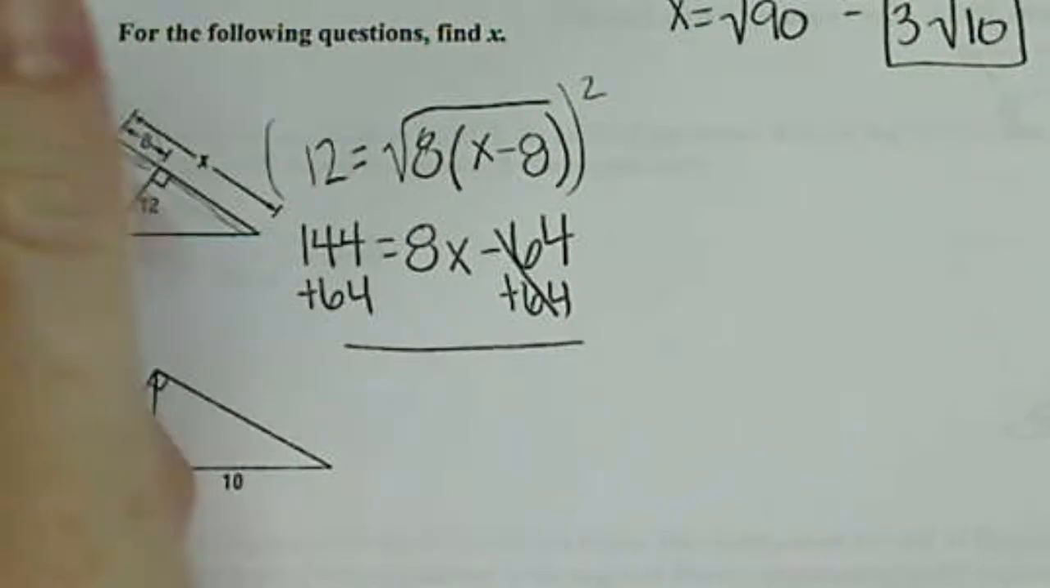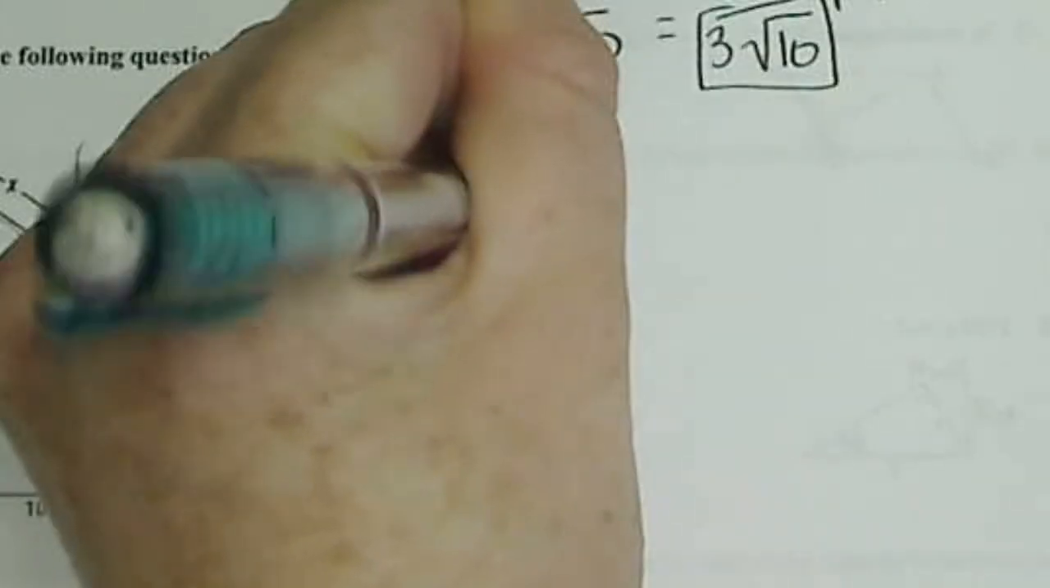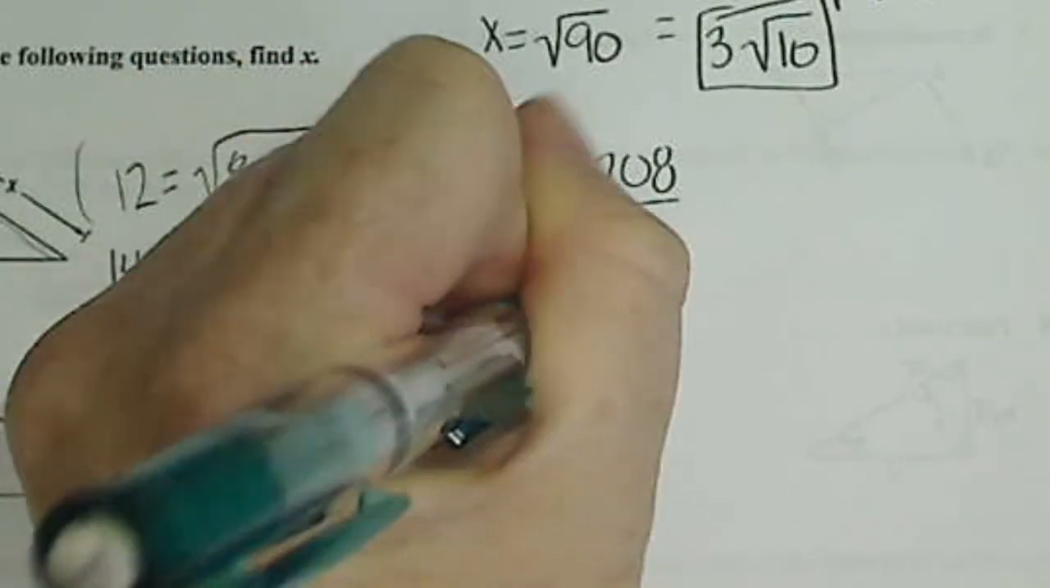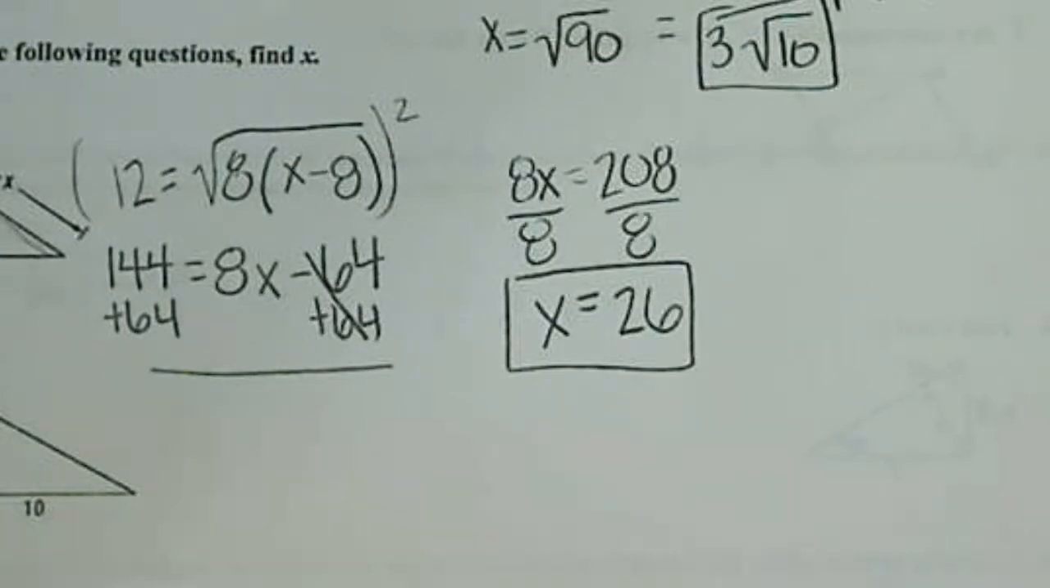Add 64, and that gets you 208, so I'm going to come over here. Divide both sides by 8, and x is 26. That's how long that side of the triangle is.